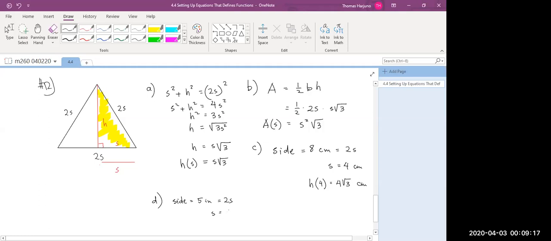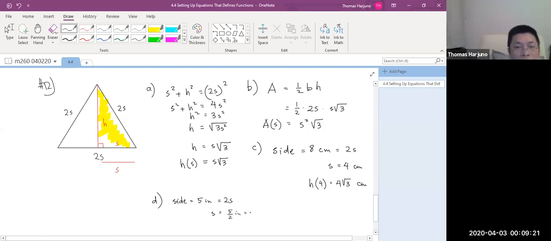5/2, 5 over 2, or you can say that's 2.5, right? 2.5 inches. Therefore, the area of the triangle will be 2.5 square root of 3.